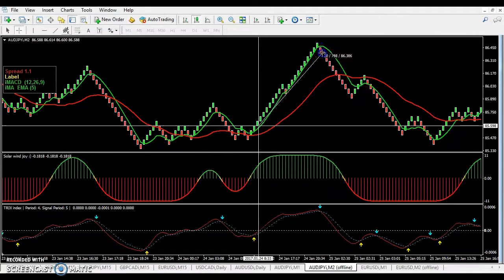Beautiful. And you can get out here when you got a box that crosses below your moving average. Once you get out there, just to be safe.